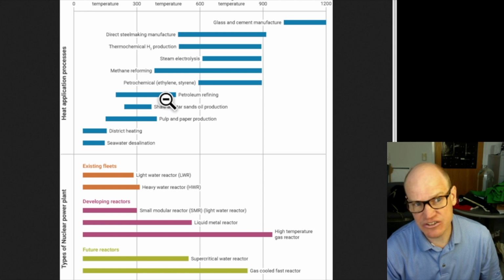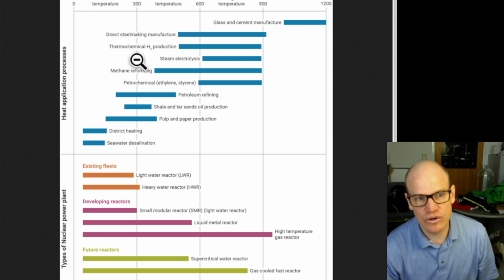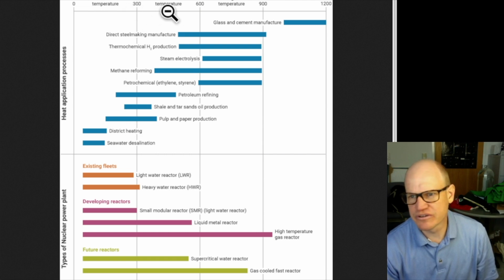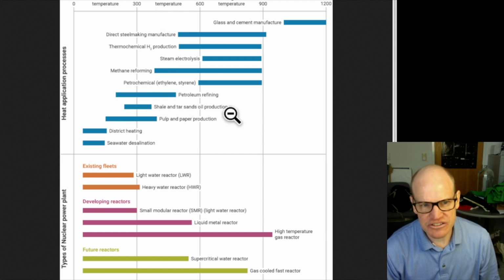Petroleum refining is actually quite a bit cooler, right? You can see 600 was the peak on that last graph. You can see that most of the chemical refining, or the oil refining, can take place between 300 and 400 Celsius.